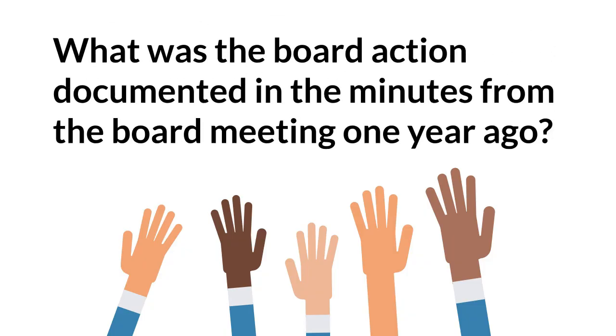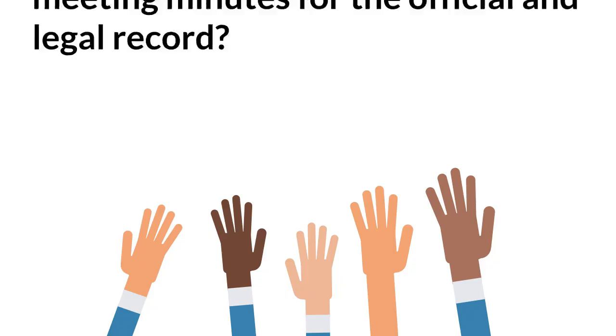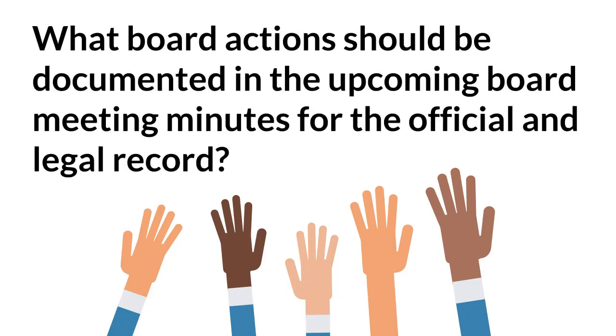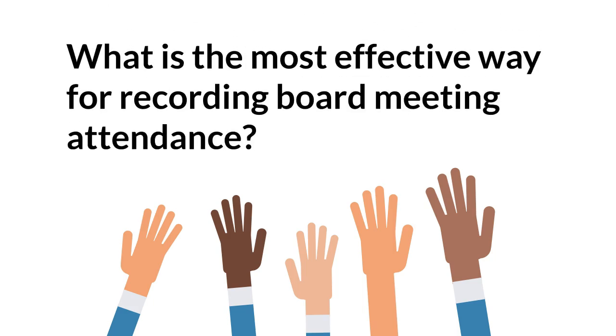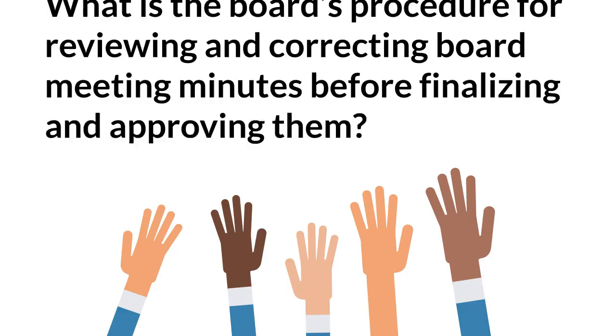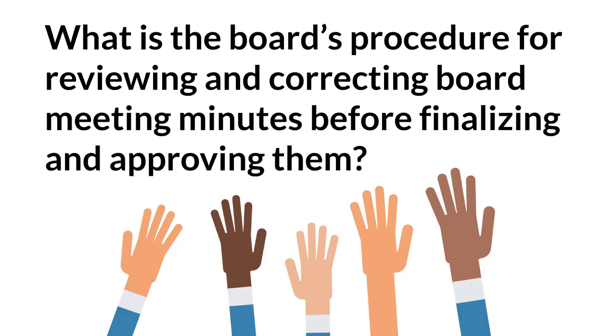What was the board action documented in the minutes from the board meeting 1 year ago? What board actions should be documented in the upcoming board meeting minutes for the official and legal record? What is the most effective format for recording votes, including those on appropriations of money? What is the most effective way for recording board meeting attendance? What is the board's procedure for reviewing and correcting board meeting minutes before finalizing and approving them?